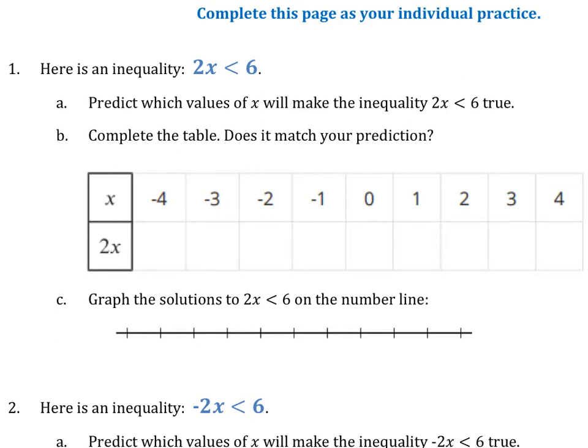So we're going to fill in this first table and we're going to substitute the x in the expression 2x. Negative 4 times 2 is going to give you a negative 8. Negative 3 times 2 is going to give you a negative 6. Negative 2 times 2 is a negative 4. Negative 1 times 2 is a negative 2. 0 times anything gives you a 0. 1 times 2 is 2. 2 times 2 is 4. 3 times 2 is 6. And 4 times 2 is 8.